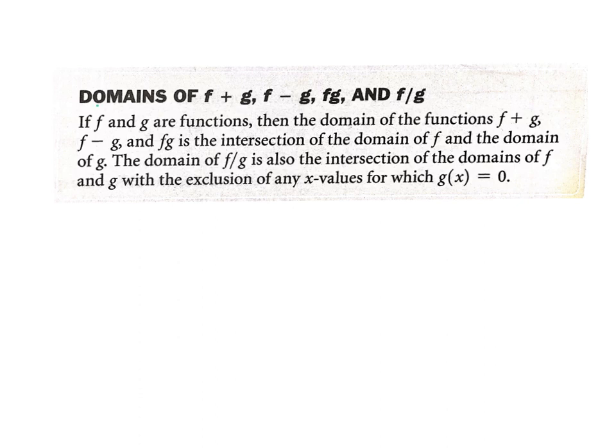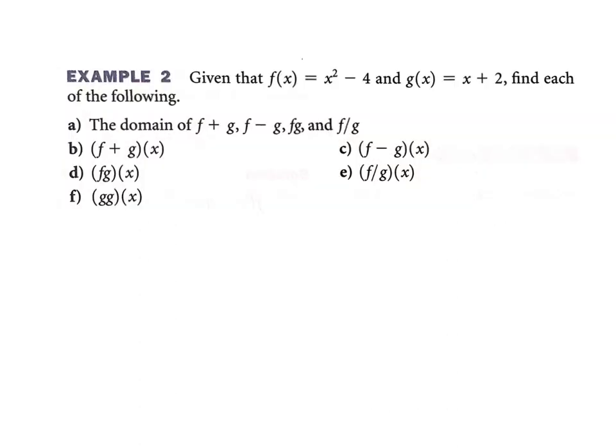Important here, domains of f plus g, f minus g, f times g, and f divided by g. If f and g are functions, then the domain of all these is the intersection of the domain of f and the domain of g. What that means is whatever the domain of f and domain of g have in common, that's going to be the domain of the addition, subtraction, multiplication. Now the division is a little bit different. It is the intersection, but you also have to think about what would make your denominator 0, and that also must be excluded from your domain. I hope that made a little bit of sense. I'm going to show you an example here, and hopefully it clears things up.